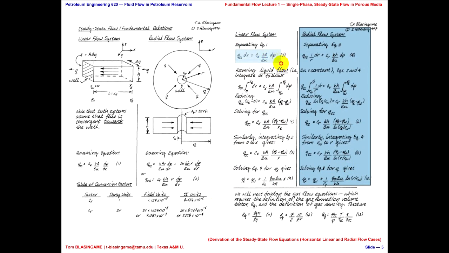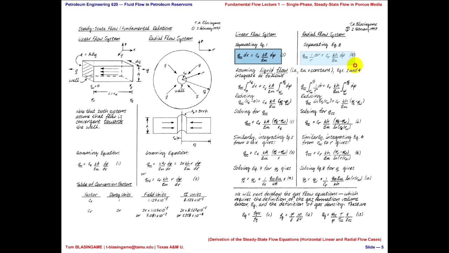We start with Darcy's law for a given case. No surprise there. We make the assumption that the viscosity multiplied by the formation volume factor is constant, so we can take it outside the integral, and we're left only with an integral from PW to PE of dP. We're left with an integral from 0 to XE of dx. We have an integral from RW to RE of 1 over r dr because of this. And then we have everything else factored out.